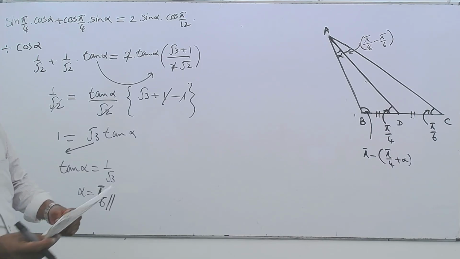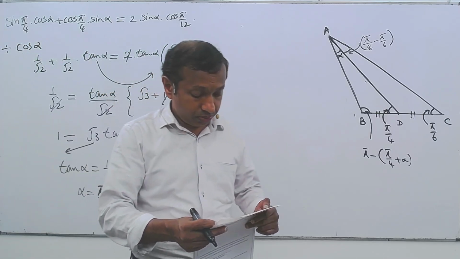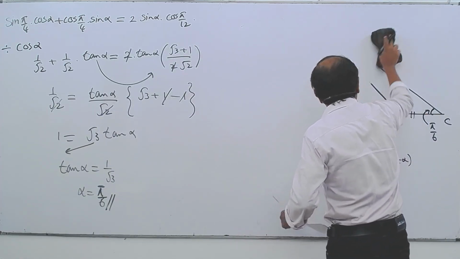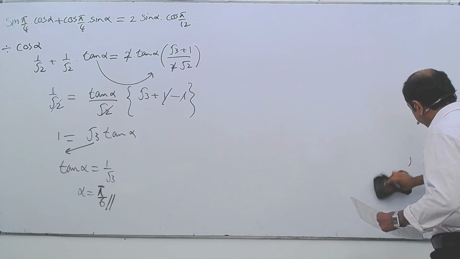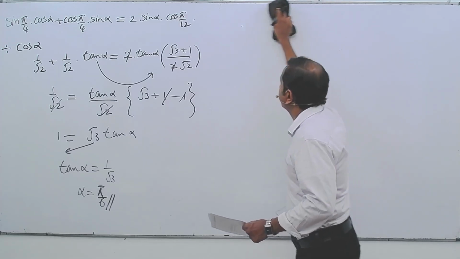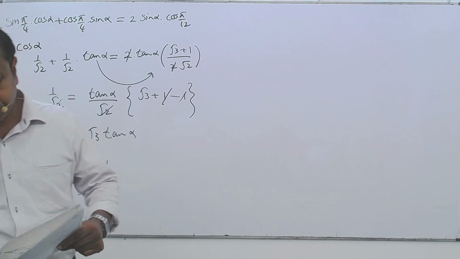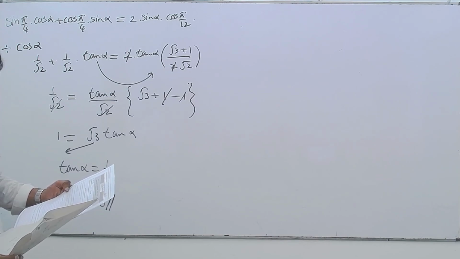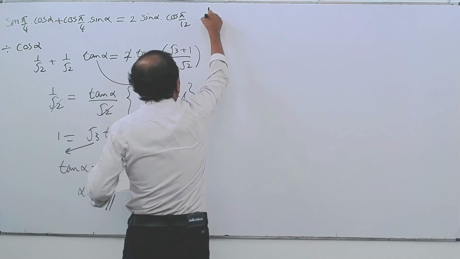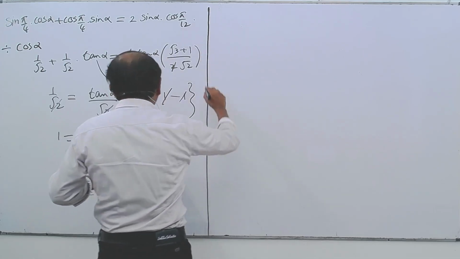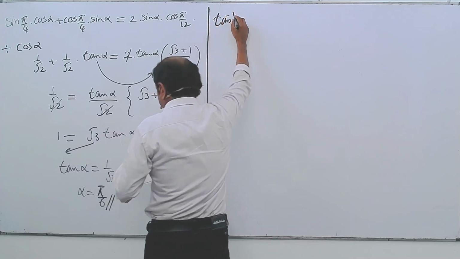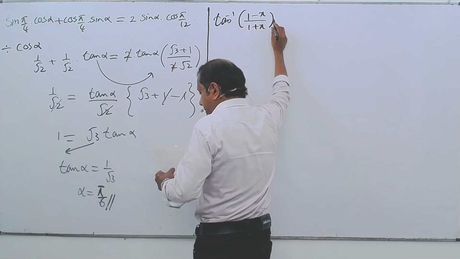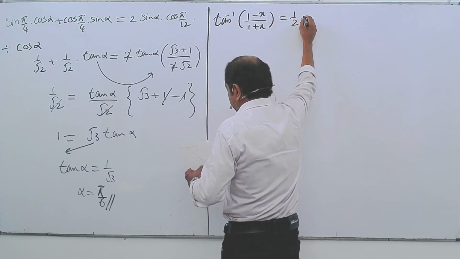Okay, next part, inverse trigonometry question. So the equation is tan inverse of (1 minus x upon 1 plus x) equals half tan inverse x, right? You can write it like this.